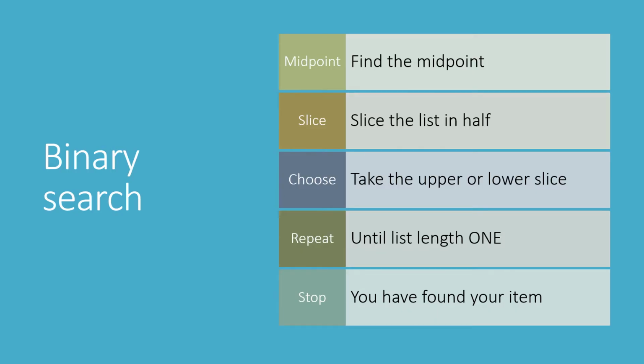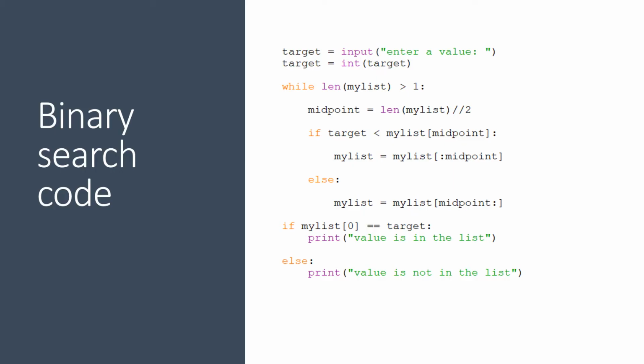To remind you how the binary search works, we find the midpoint of the list, we slice the list in half, take the upper or the lower slice and keep slicing until we have a list of only one item. At this point, we have either found our item or it is not in the list at all. This is the code to carry out the binary search. It's the complete code, apart from the code to create the random list of items called mylist. So if you haven't already written that code, then you can do that now.